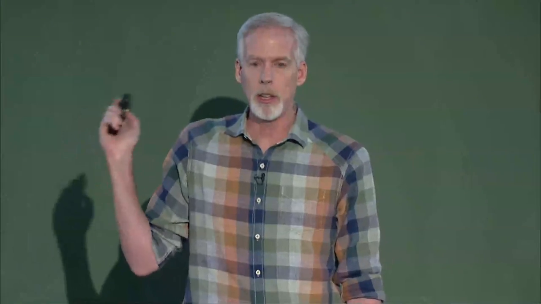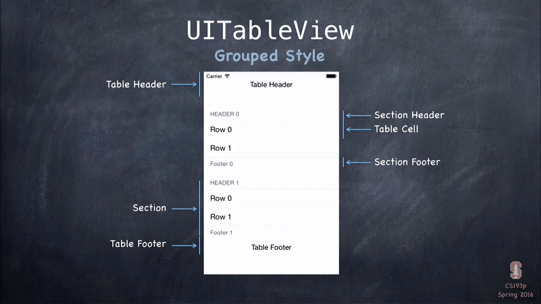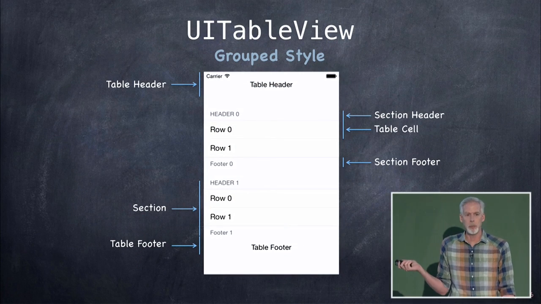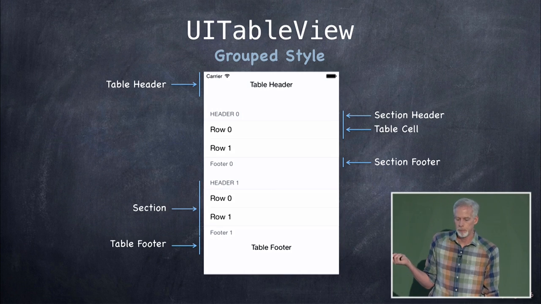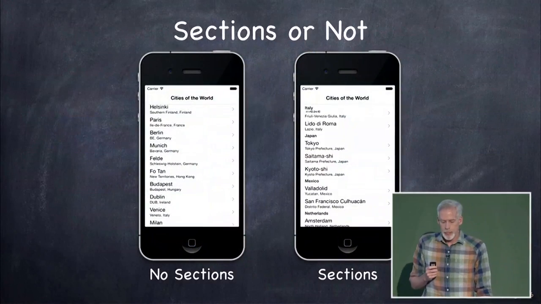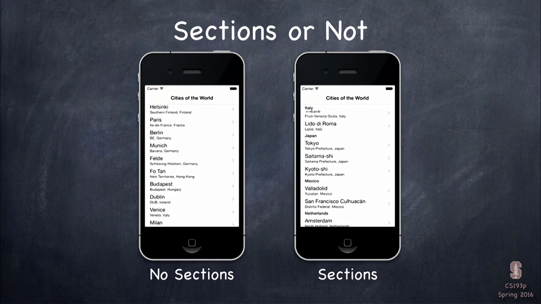Okay, so those are all the names of the parts of a table view. So when I'm talking about it, you know what they are. This is what it looks like in plain style. Here's the exact same thing in group style. It has the same things: headers, cells, footers. It's just that it displays them a little bit differently. All right, sections or not. What does it look like to have sections or not? Now, this is visible sections.